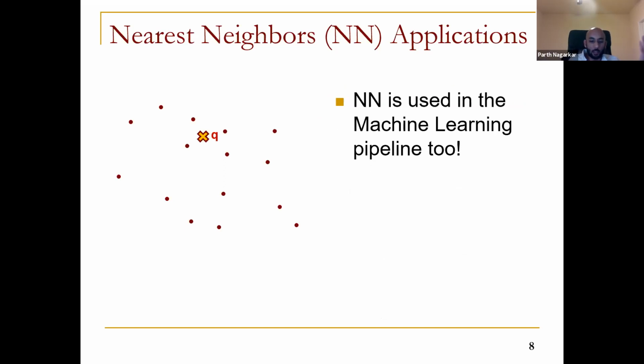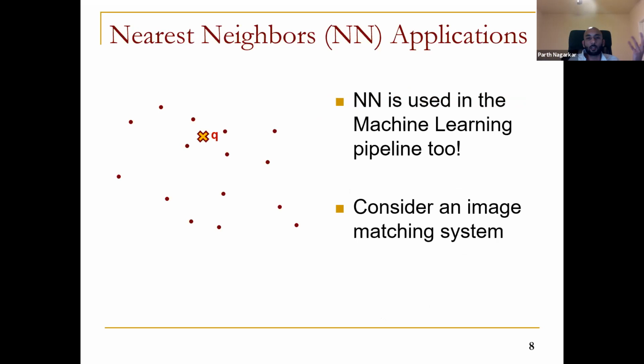Another application, for a machine learning pipeline or machine learning workflow, is to consider an image retrieval system.